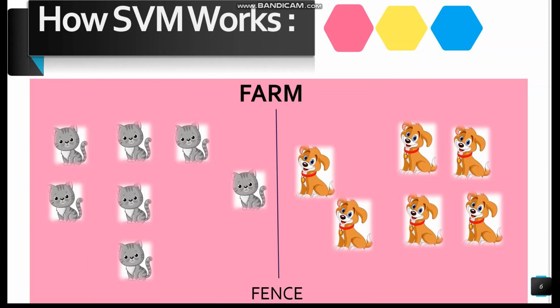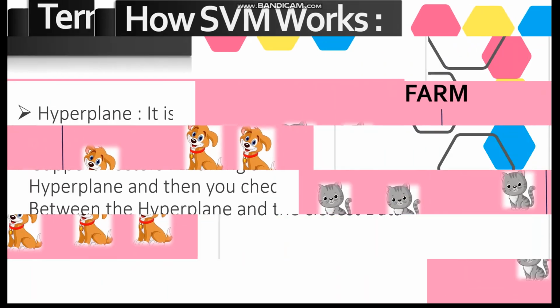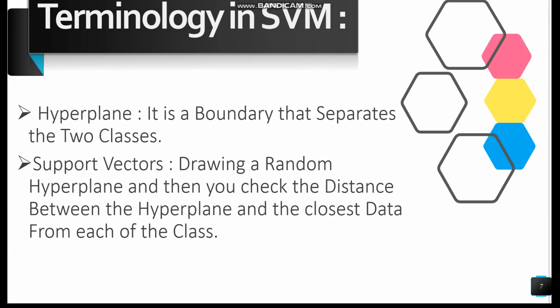So if I do that and try to draw a boundary between the cats and the dogs, it looks as shown on the screen. A support vector machine draws a boundary, which is also called a hyperplane, between any two classes in order to separate or classify them. Now the question arises, how do we know where to draw a hyperplane? The basic principle behind SVM is to draw a hyperplane that best separates the two classes. In our case, the two classes are cats and dogs.